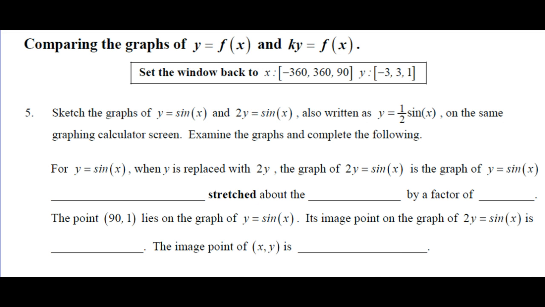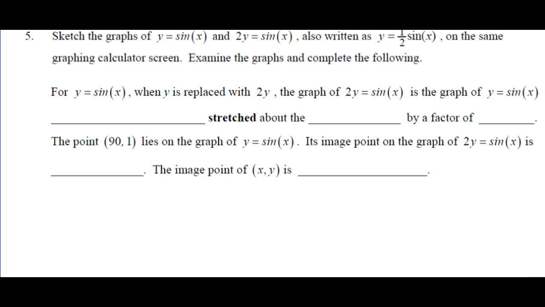So 2y equals sine x versus y equals sine x is vertically stretched about the x-axis by a factor of 1/2. Again, if I want to get a y value of 1, then I'm going to have to throw a half in here, which will double it. That will give me the 1. So the point (90, 1) lies on the graph y equals sine x.